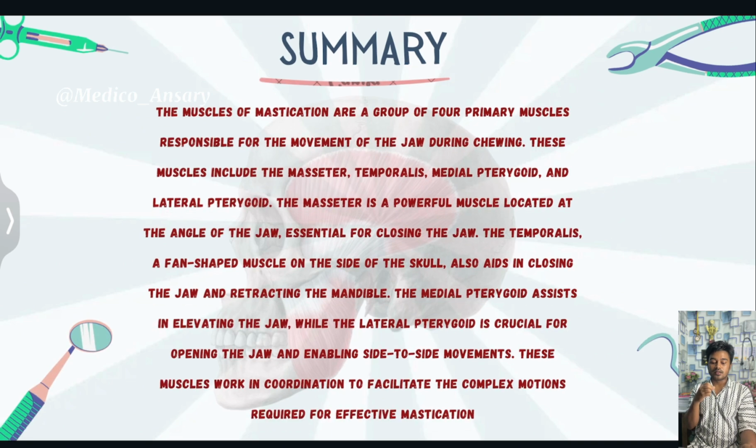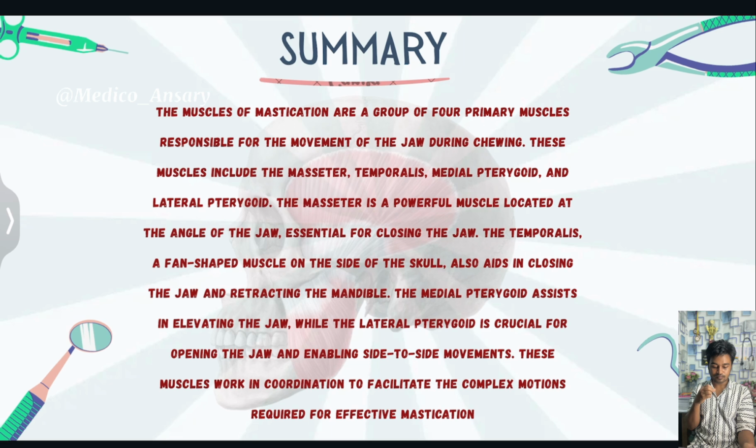Summary. The muscles of mastication are a group of four primary muscles responsible for movement of the jaw during chewing. These muscles include masseter, temporalis, medial, and lateral pterygoid. The masseter is a powerful muscle located at the angle of the jaw, essential for closing the jaw. The temporalis is a fan-shaped muscle on the side of the skull, which also aids in closing the jaw and retracting the mandible.